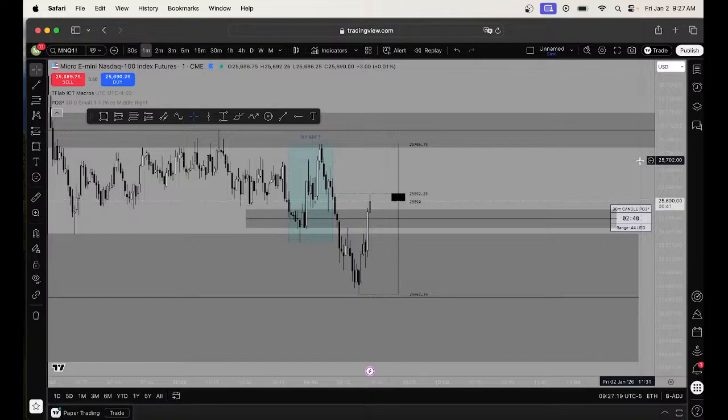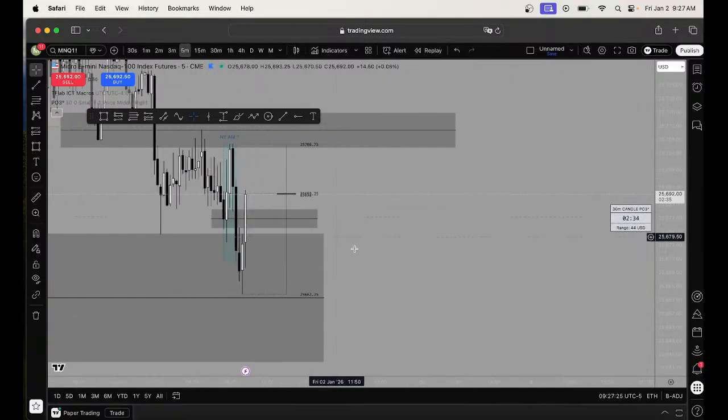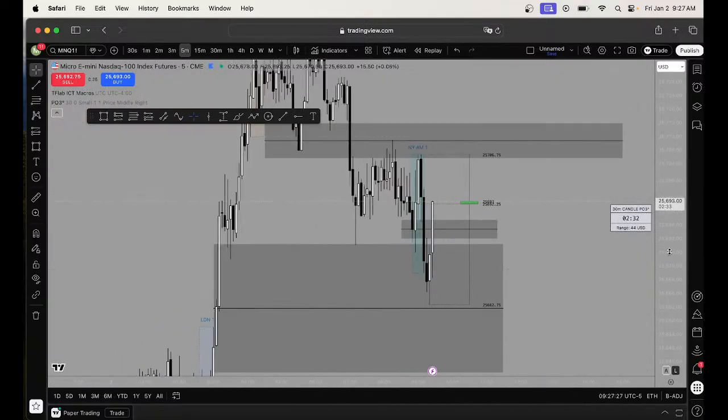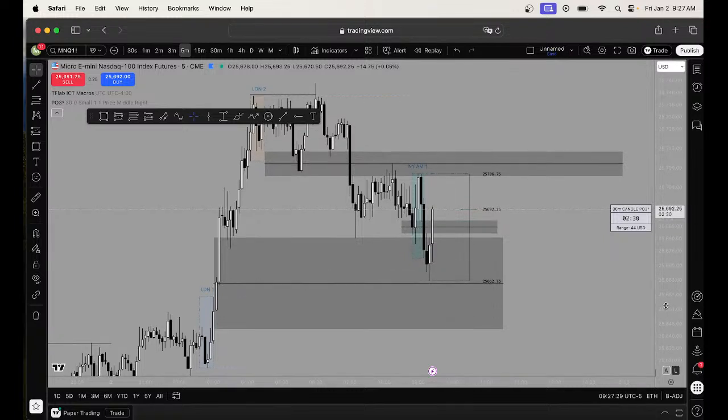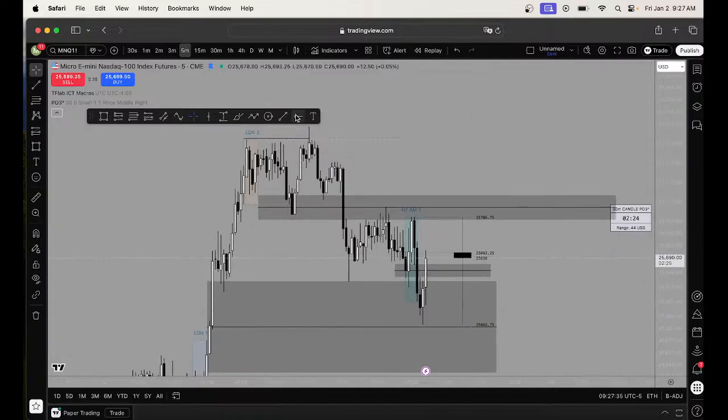Okay, so we disrespected this 5 minute that was over here. So honestly, higher prices don't look bad right now. They don't look too bad. Gotta see how this 5 minute forms out.